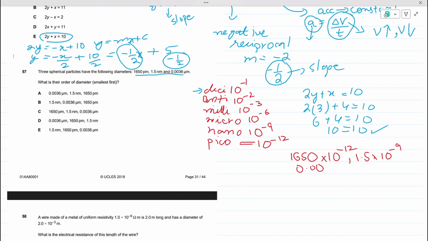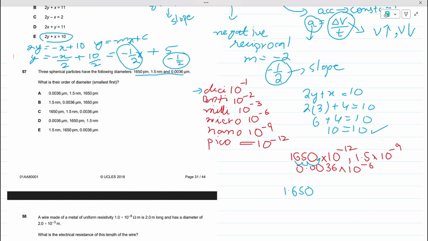And then we have the last value remaining, 0.0036 micro. Micro means 10 power minus 6. Now let's simplify these values. If I write this in point form, my point is here. How many places do I move the point on the left hand side in order to leave only one digit on the left hand side? So 1, 2, 3.